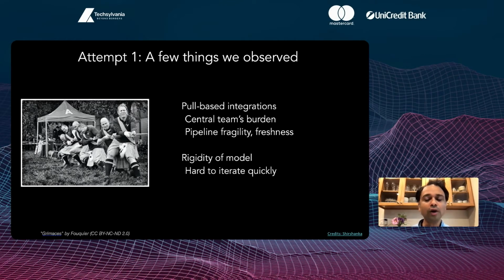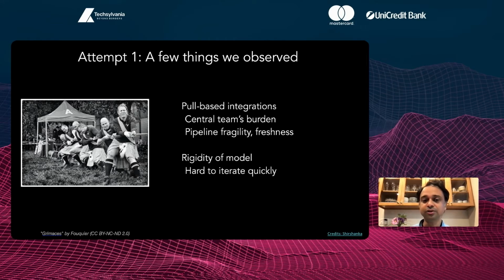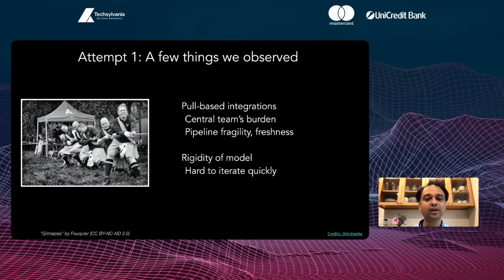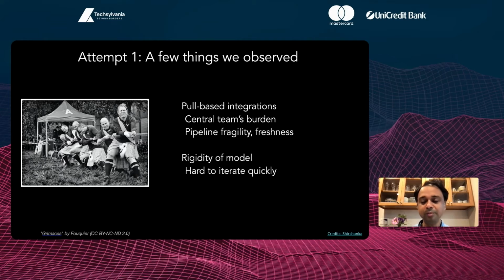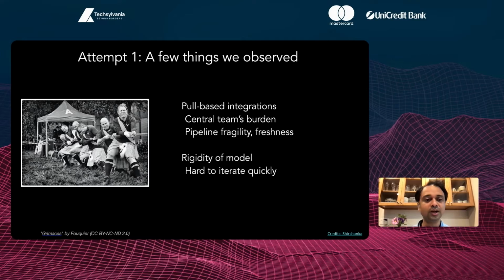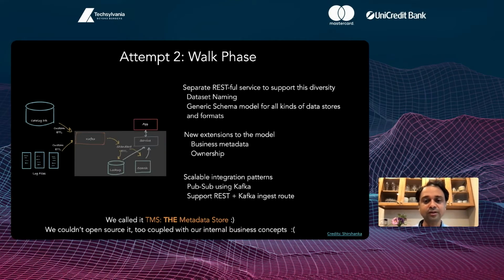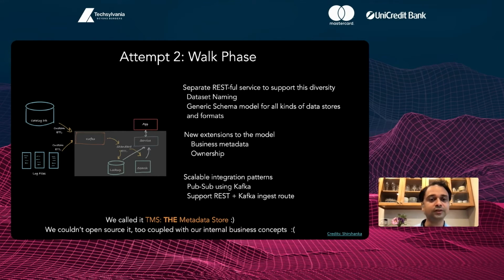The model was also kind of rigid because it was all designed by the central team, and it was hard for them to iterate quickly. Whenever something changed in, say, Kafka, they had to make changes to their metadata representation to make sure that that fit the bill. So we learned from this experience, and we went on to attempt number 2, which I will call the walk phase.